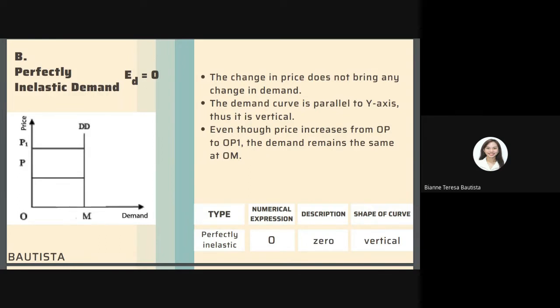An example of perfectly inelastic demand would be a life-saving drug that people will pay any price to obtain. Even if the price of the drug would increase dramatically, the quantity demanded would remain unchanged.